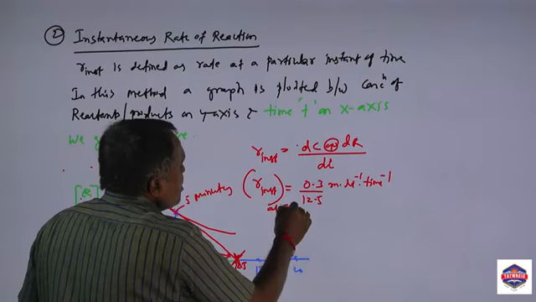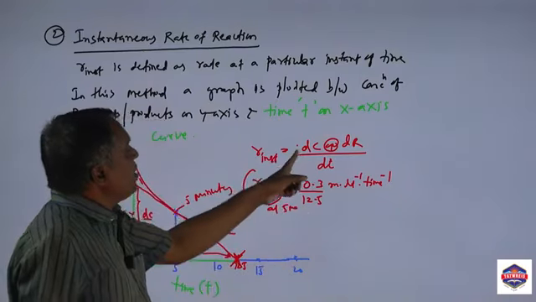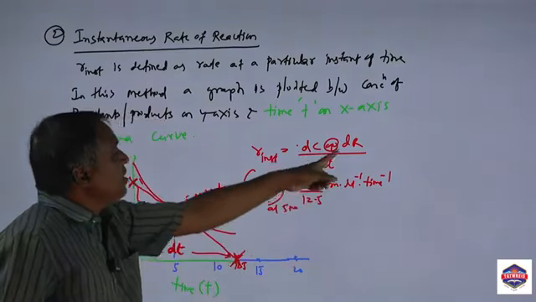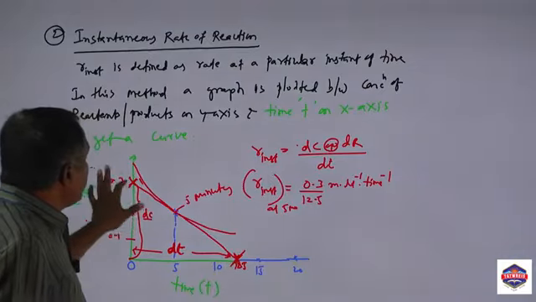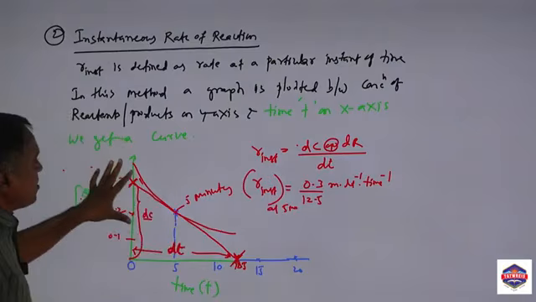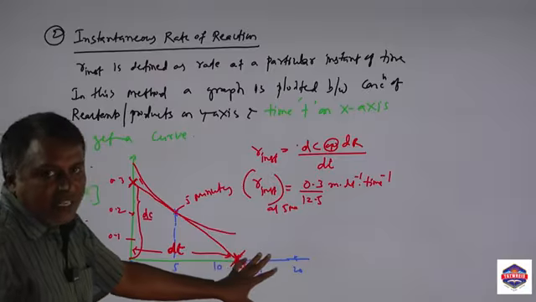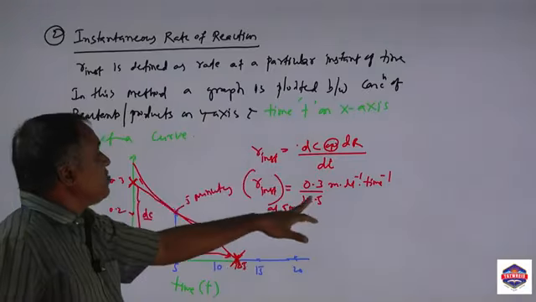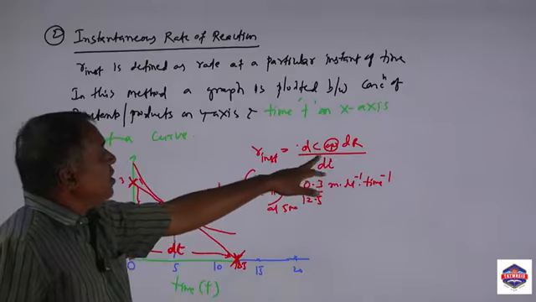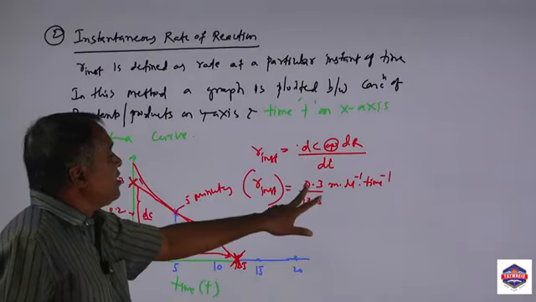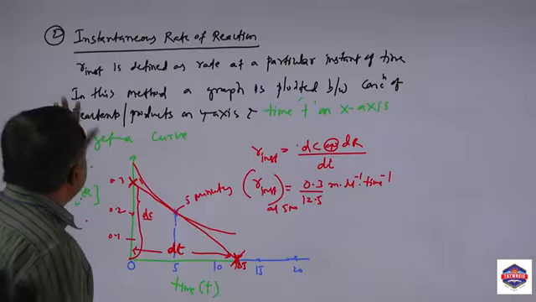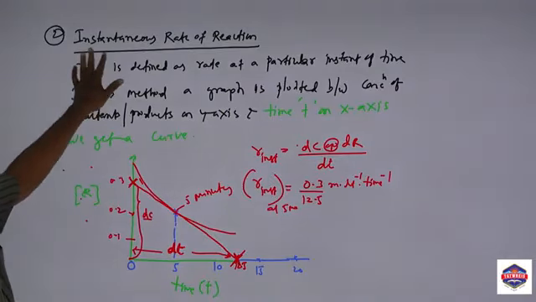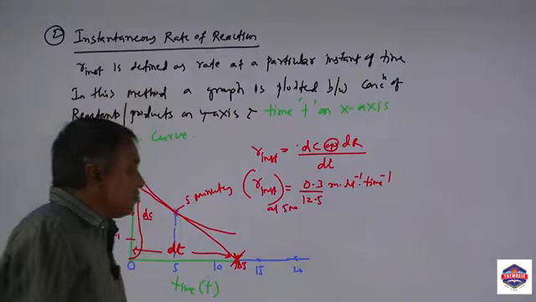At 5 minutes, we can calculate dc by dt. dc is where the tangent line touches the y-axis, and dt is where it touches the x-axis. It is equal to the slope of the tangent, that is dc by dt, which is 0.3 by 12.5. So, this is the way to calculate the instantaneous rate of the reaction.